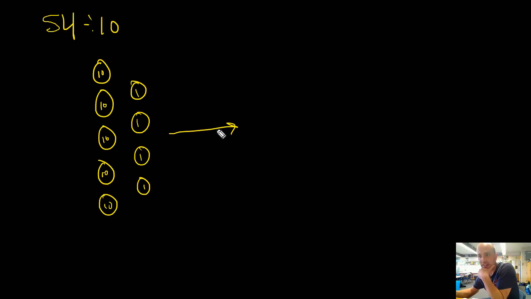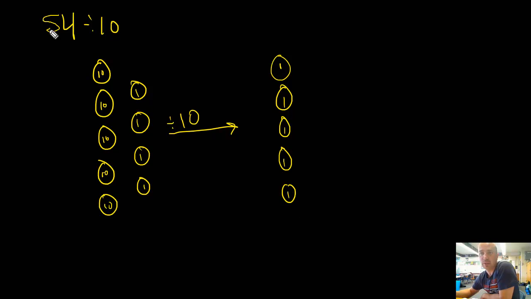And I'm going to divide these by 10. If I took just 10 divided by 10, that would be 1, right? And so 5 tens divided by 10 would be 5 ones: 1, 2, 3, 4, 5 ones, okay? So I took my 5 tens and divided them by 10, and I got 5 ones.